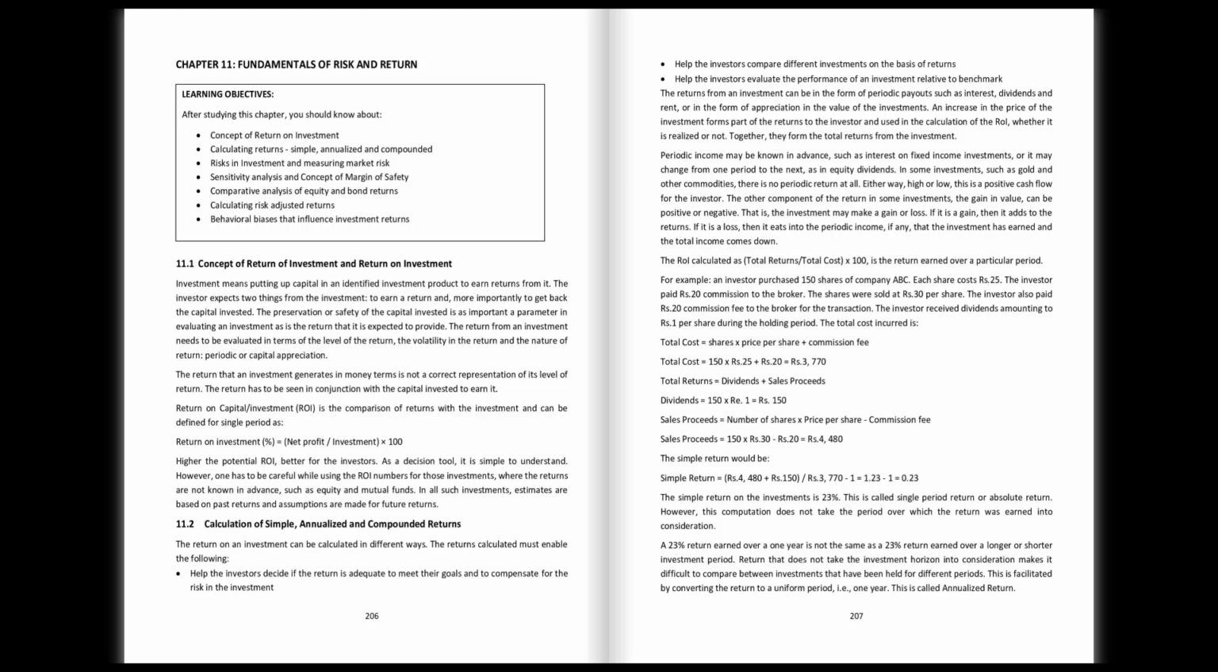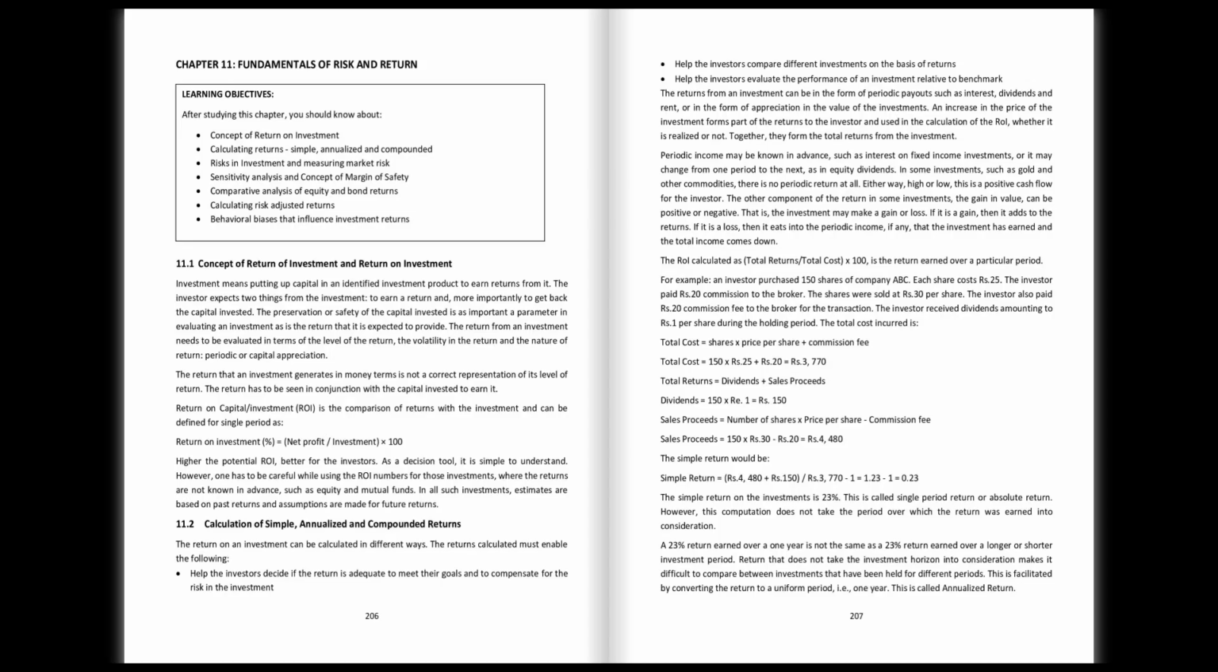However, one has to be careful while using the ROI numbers for those investments where the returns are not known in advance, such as equity and mutual funds. In all such investments, estimates are based on past returns and assumptions are made for future returns. Calculation of simple, annualized, and compounded returns. The return on an investment can be calculated in different ways. The returns calculated must enable the following: help the investors decide if the return is adequate to meet their goals and to compensate for the risk in the investment; help the investors compare different investments on the basis of returns; help the investors evaluate the performance of an investment relative to a benchmark.